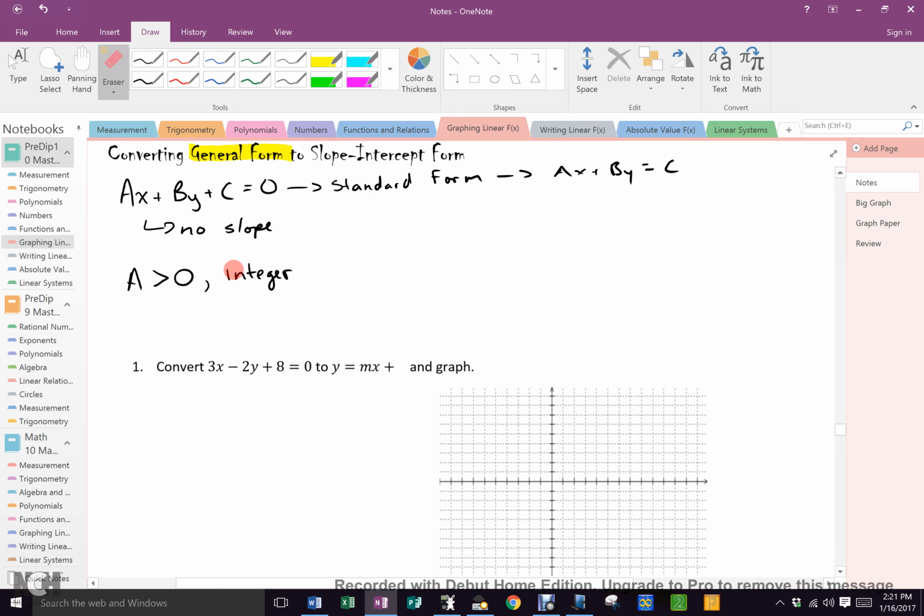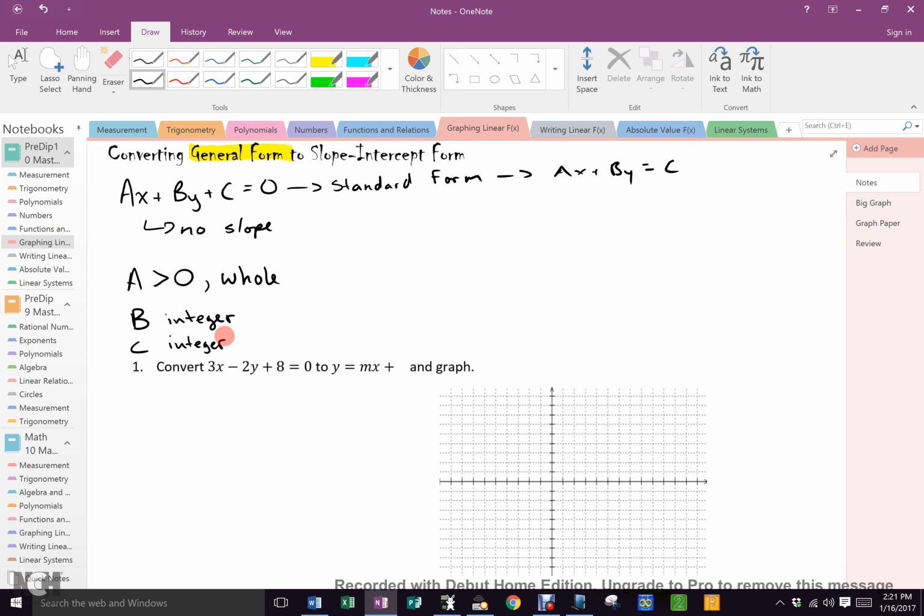Okay, actually, A isn't an integer, I'm sorry. A has to be a whole number. 1, 2, 3, 4, 5, 6, 7, 8, 9, all the way up. Okay? B has to be an integer. So B can be negative, but again, no decimals, no fractions. And C has to be an integer. Does everybody understand? No decimals, no fractions. A has to be positive.